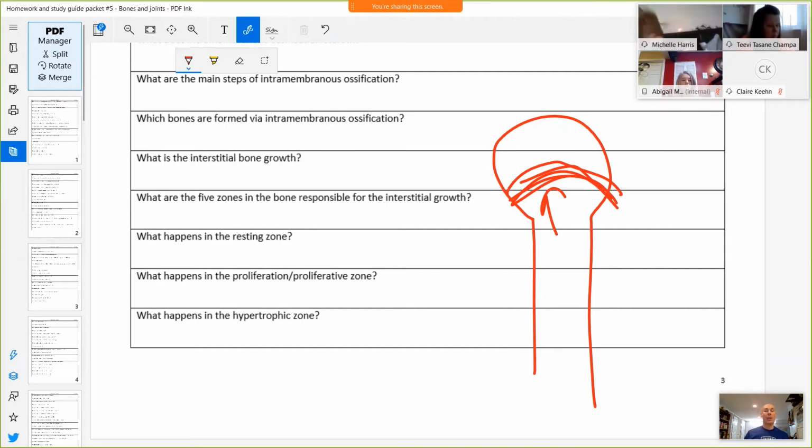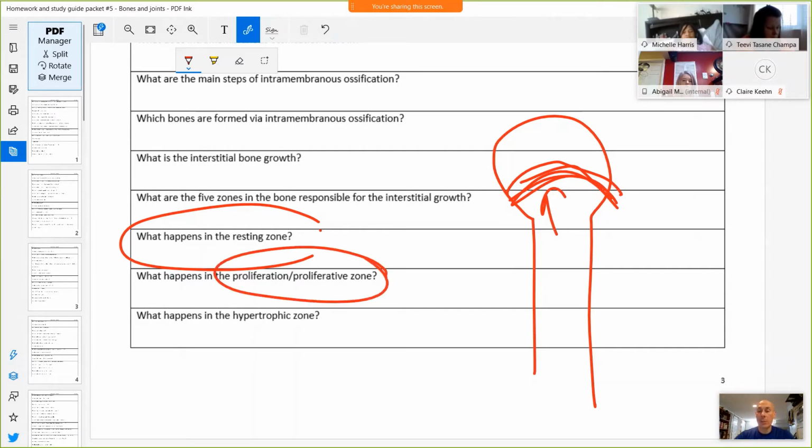So 5 zones. Resting zone. Chondrocytes produce matrix. That's it. That's where the cartilage actually expands. Proliferative zone. Chondrocytes divide. There are more and more of them. So essentially proliferative and resting zone, they push the end of the bone outwards. Hypertrophic zone. Chondrocytes become larger.